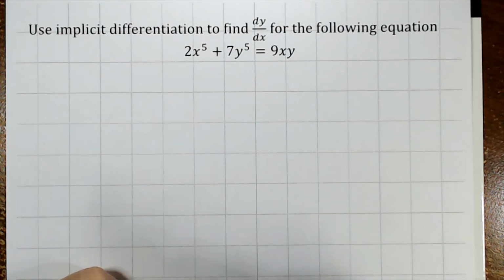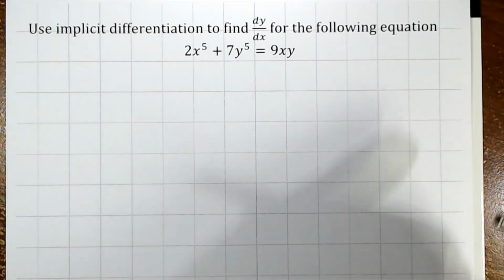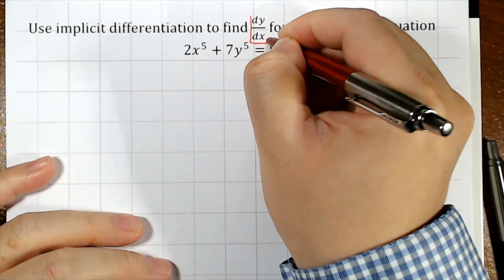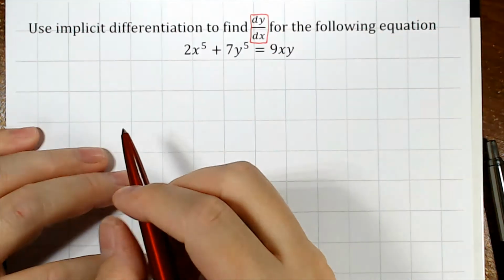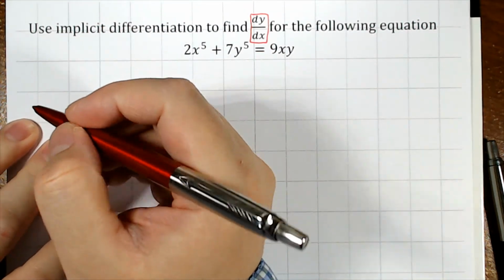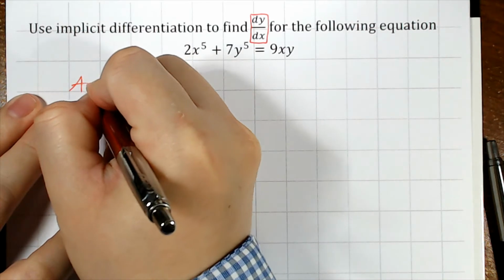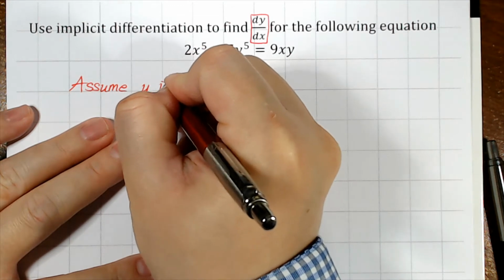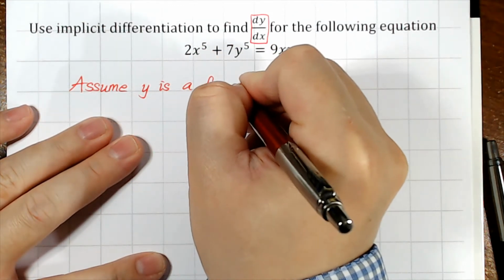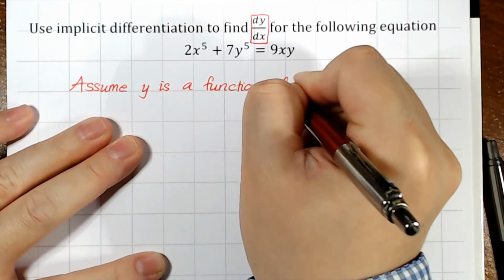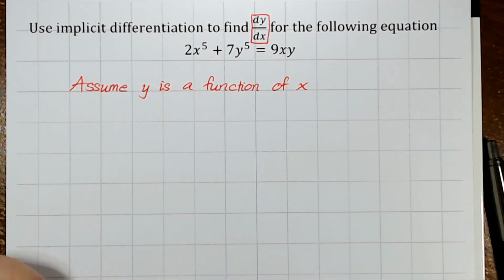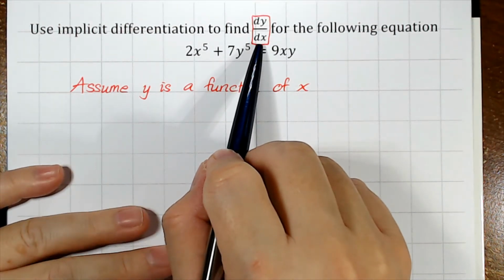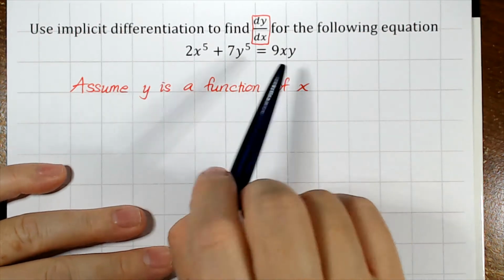When we use implicit differentiation to find the derivative of y with respect to x, first of all, when we see dy over dx, we know that y is a function of x. So that is the first thing we write. So y is a function of x. And after that, since we want the derivative with respect to x, we're going to take the derivative with respect to x on both sides.